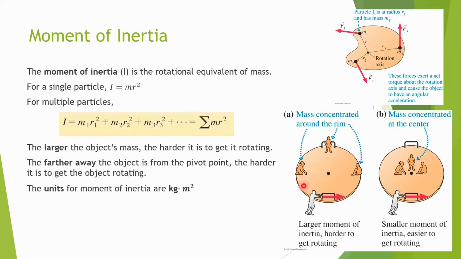So let's look at an example where we change the distance and it makes it harder to rotate. Let's consider we have 3 people on a merry-go-round and we're going to push them, and they're all on the edge. This is going to have a larger moment of inertia because their radius is the most it can be. So it's harder to push these people. But if I have these kids all move to the center of the merry-go-round, I have a smaller moment of inertia now. The radius is smaller, and it's easier to get it rotating.